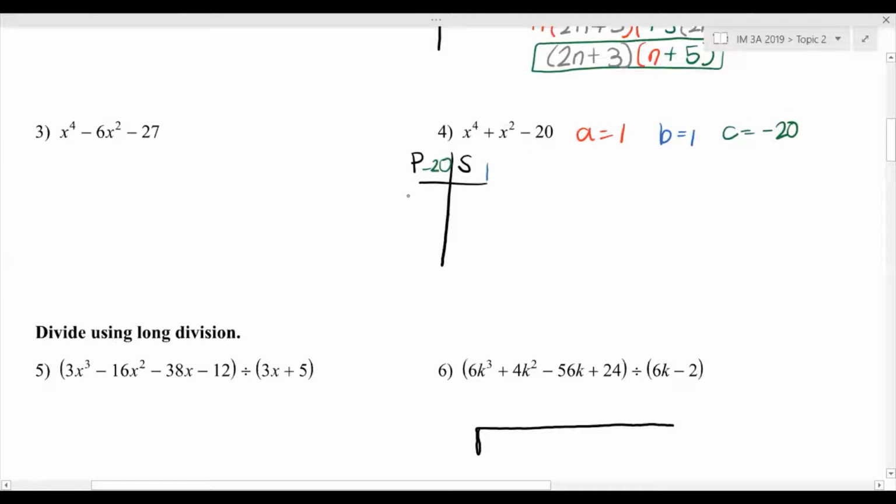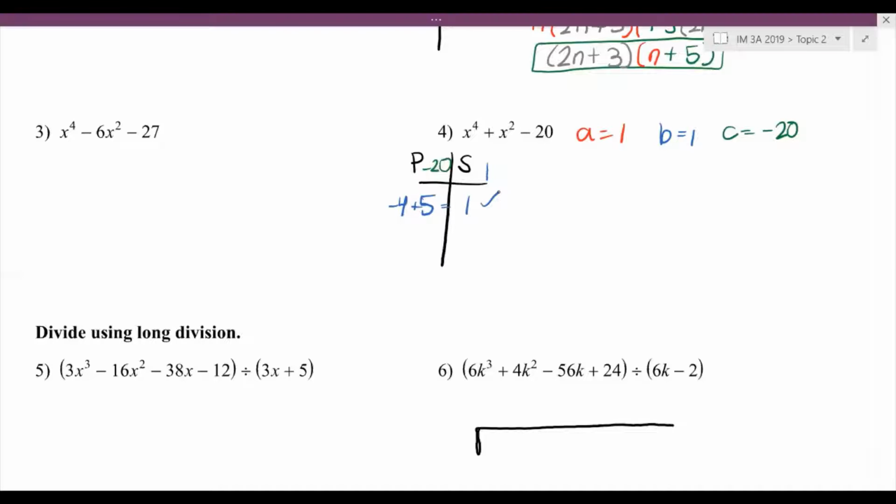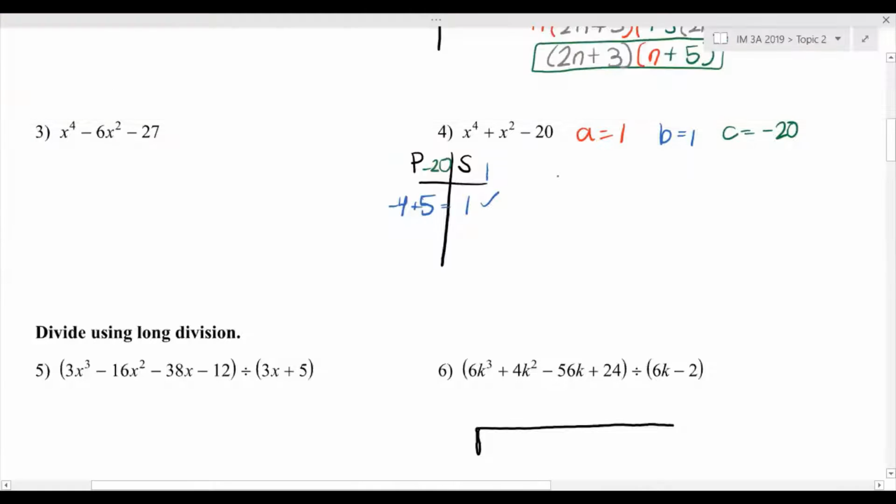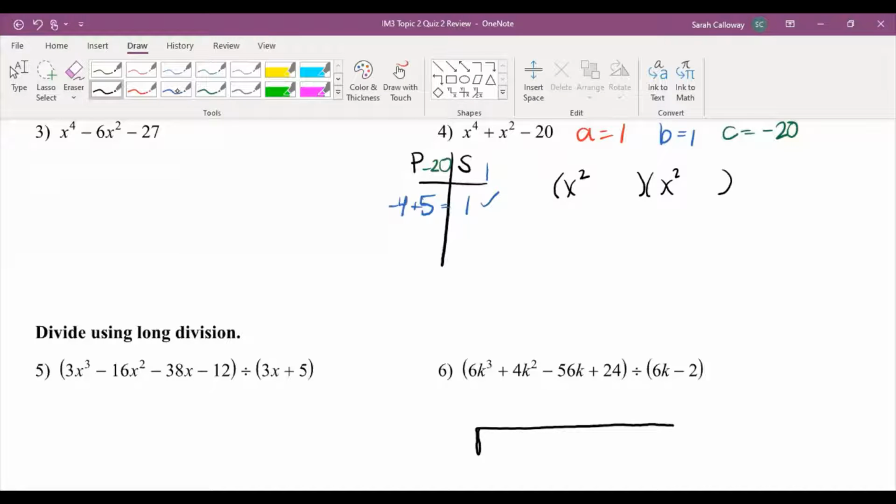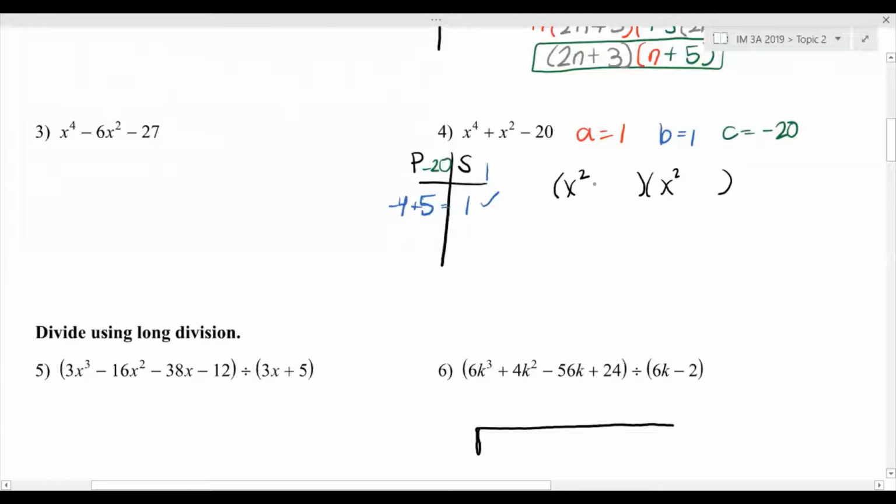So 20's factors that work for that are negative 4 and positive 5, because negative 4 times positive 5 is negative 20, and then negative 4 plus 5 gives me 1. Remember that when I have an a as 1, this shortcut works with grouping, so it always works to be whatever power I have in the middle term, in this case x squared, and then it's just that term with the values I found from my product sum chart. So it's going to be x squared minus 4 times x squared plus 5.